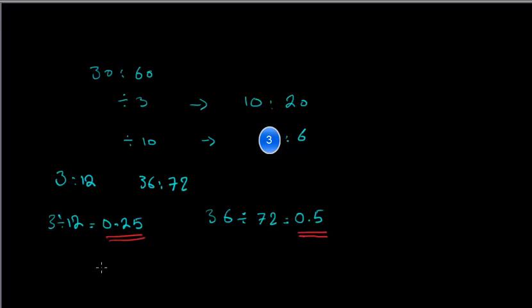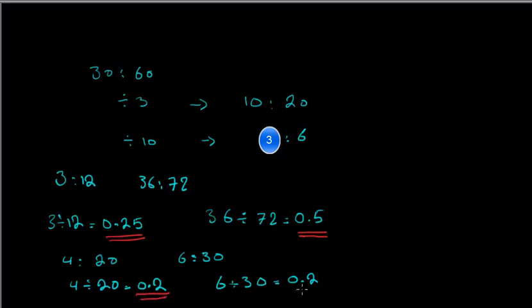Let's do one more example. Let's say we have a ratio of 4 to 20 and 6 to 30. So, by the same rule, we divide 4 by 20 and we get 0.2. We also can divide 6 by 30 and get the same quotient. So since they have the same quotients, then we can say these two ratios are equal. Now let me make some room here, then we can continue.